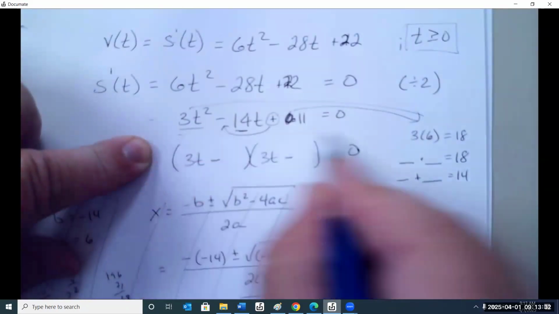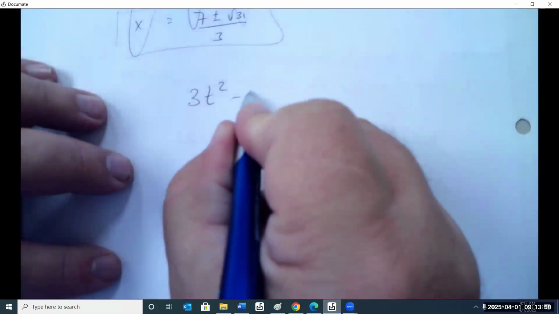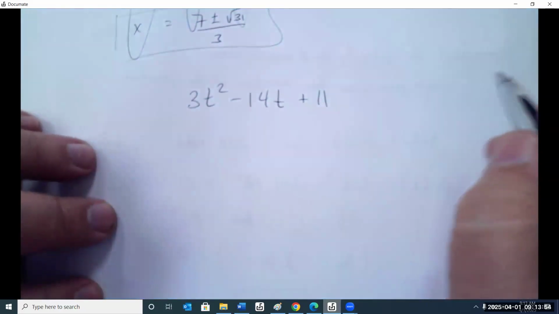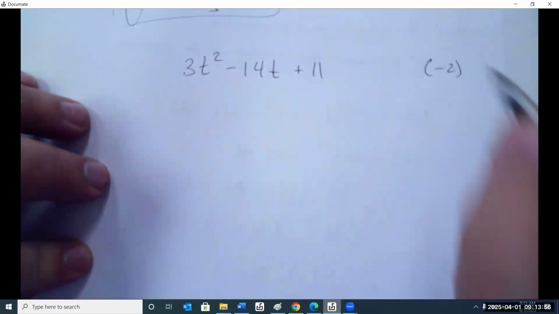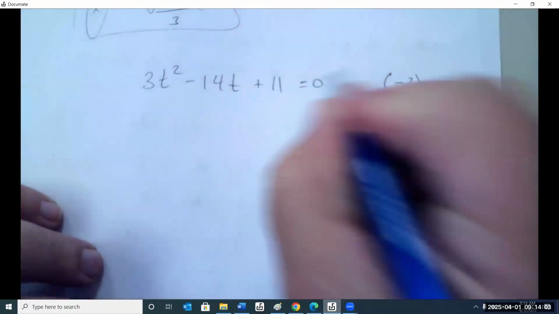So back to this case here. We have, because even this will give us a weird number. So we have 3t squared minus 14 plus 11. Remember, we divided by 2. That 2 has to come back at the end. Equals 0.